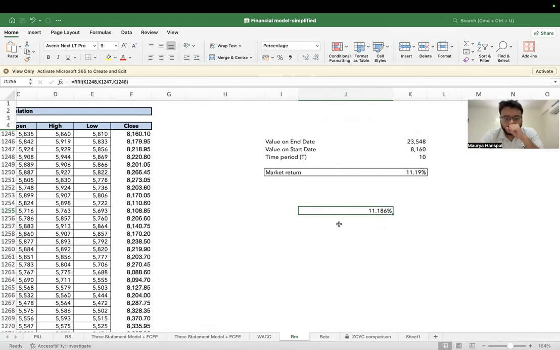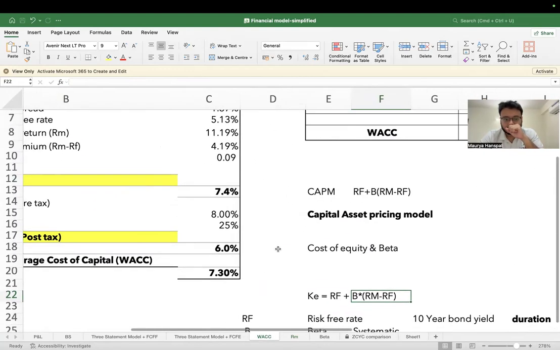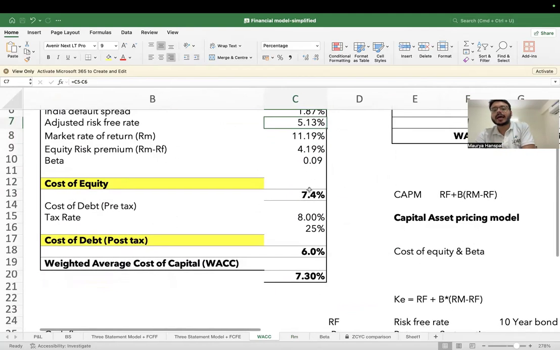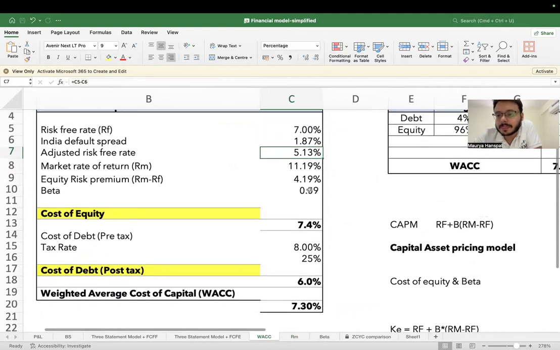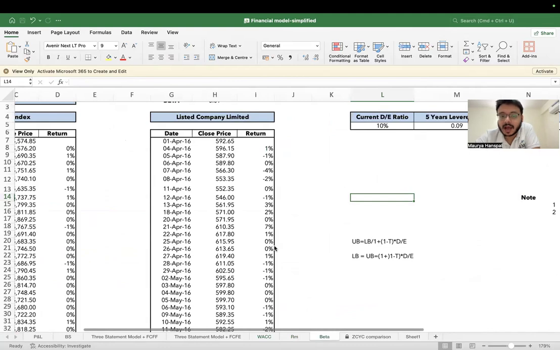ठीक है. अब if I go to the weighted average cost of capital, this number has been taken up here automatically. It's taking up from the RM tab. ये number ले लिया है. Adjusted risk-free rate we have calculated already. Now it's time to calculate the cost of equity, right? But before that, beta. How to calculate beta, correct?